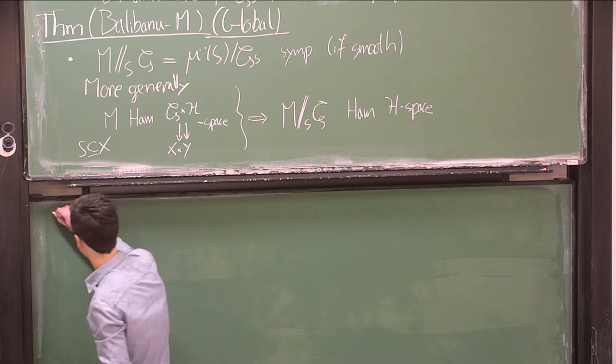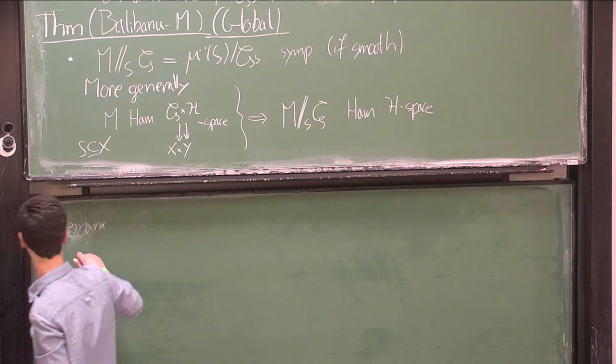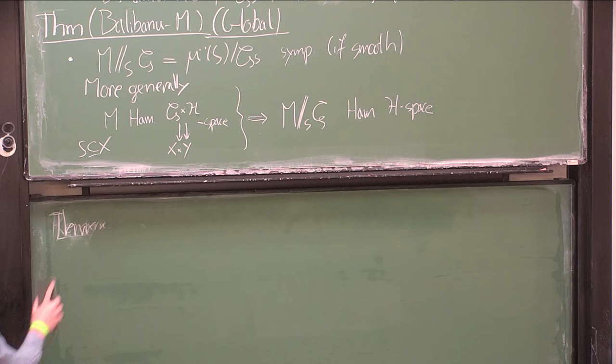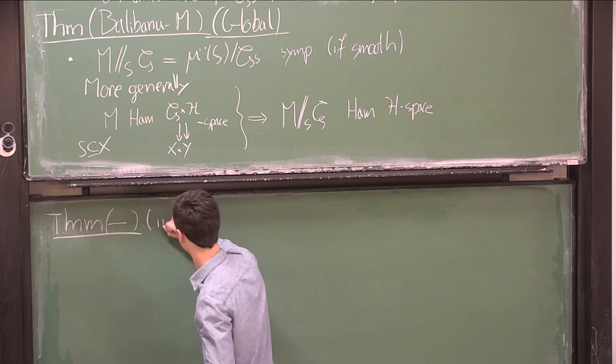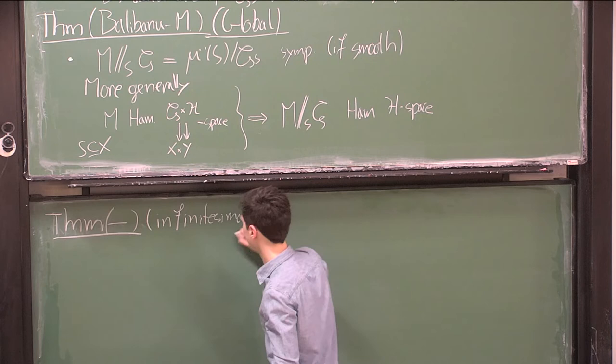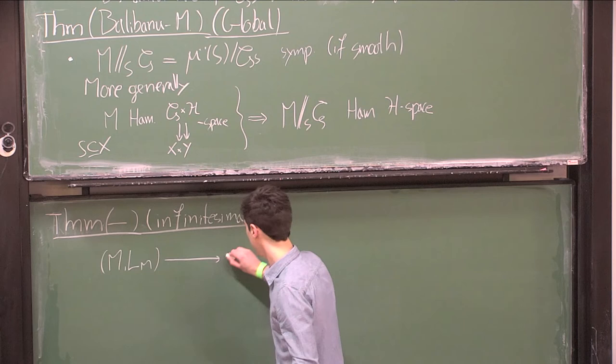Okay, another remark is that if you take S to be a point, oh no, sorry, that's the remark for the infinitesimal version. So let me state the infinitesimal version now. So now you don't assume anything integrable or even pre-symplectic. So you take just a general Dirac manifold L with a Dirac realization to two Dirac manifolds X and Y.